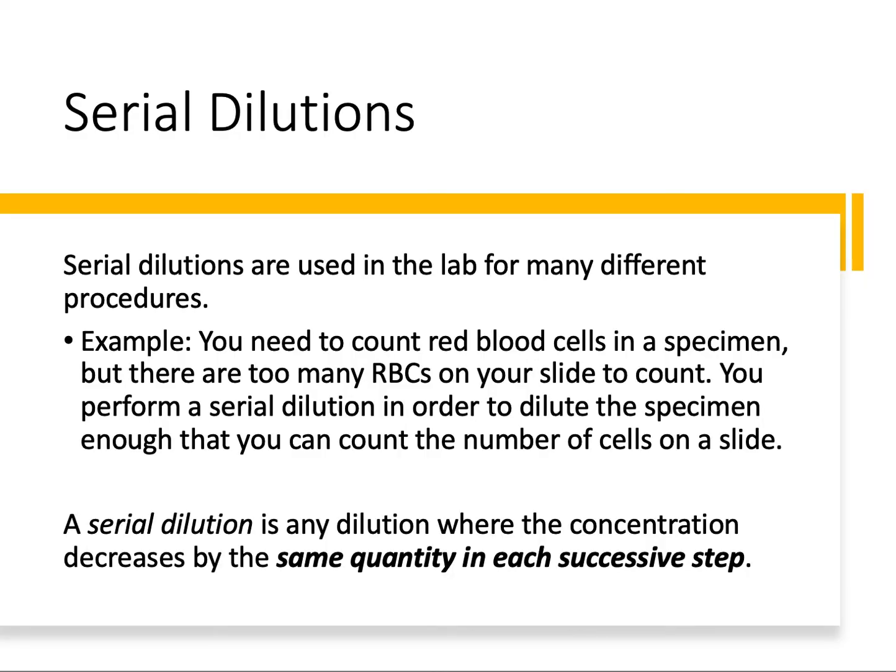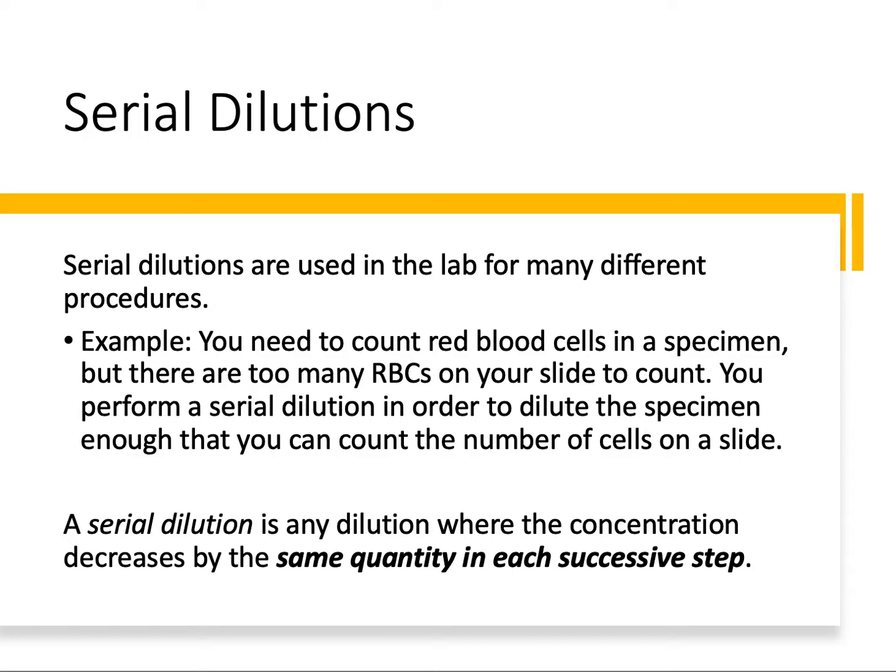So serial dilutions are used for a lot of things in the lab. We use dilutions and serial dilutions for a lot. So you have a smear or you have a drop of blood and you're trying to count red cells, individual red cells, but you know how many red cells are in a drop of blood, and there are so many that you just can't count. So what you do is you perform a serial dilution in order to dilute the specimen enough that you can count the number of cells on the slide.